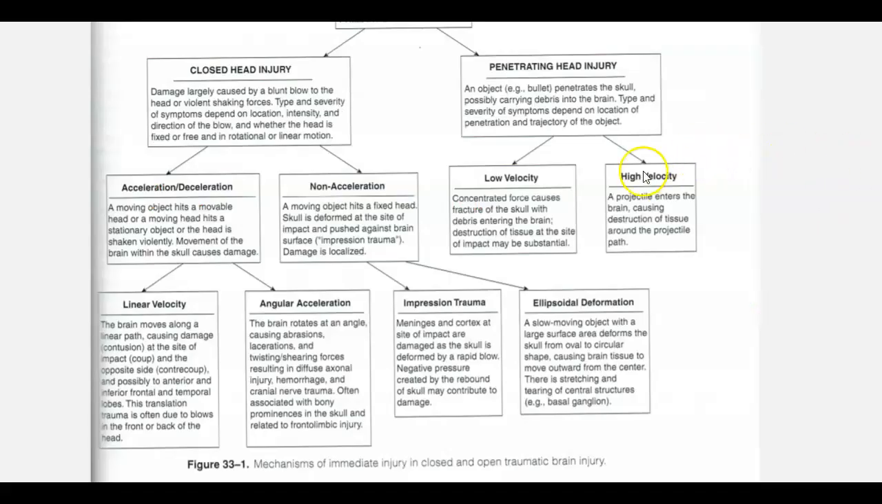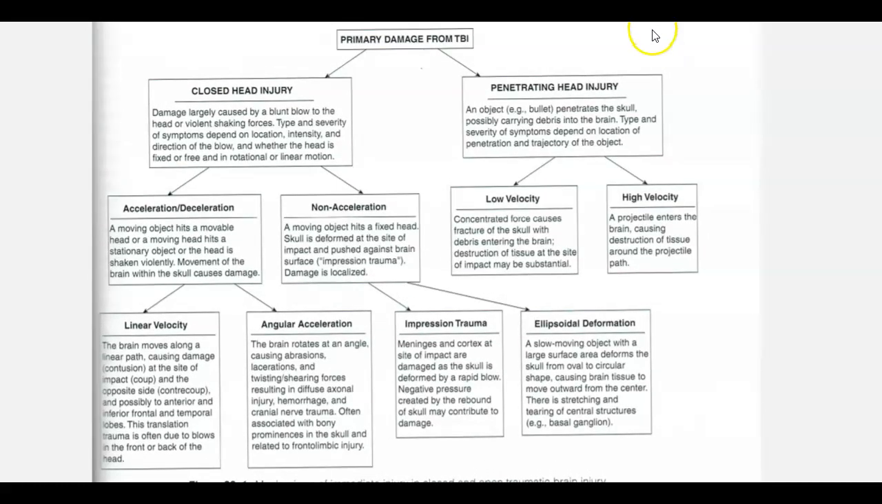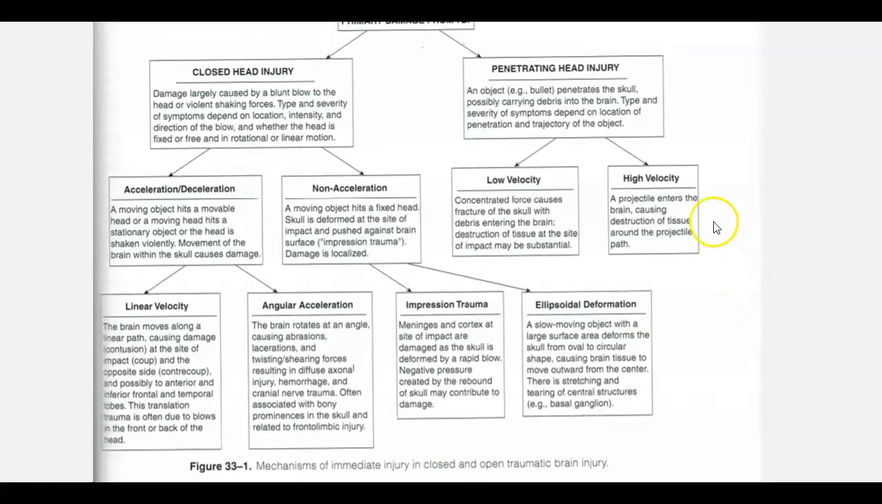So this diagram is important. Let's see if I can shift the screen. Okay, good. So you should be able to see here at the top of the screen where it says primary damage from TBI. So all of the things that we just talked about, and this is an overview of the different types of ways that the brain can be injured. So it can be closed or penetrating. If it's a closed head injury, it can be acceleration or non-acceleration. If it's penetrating, it can be high velocity, and a bullet would be an example of that. Low velocity would be something like an ice pick.